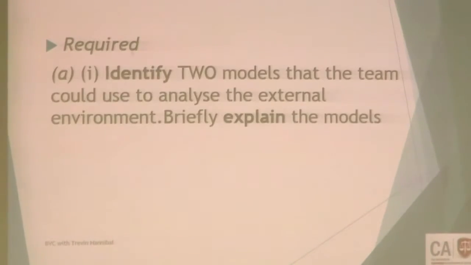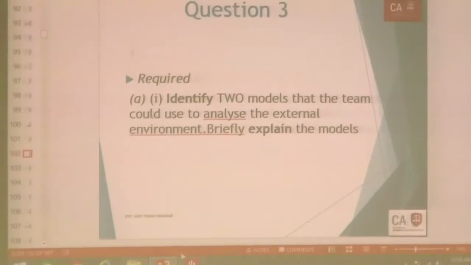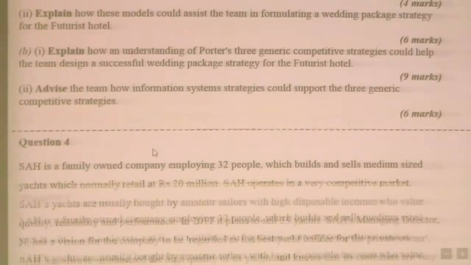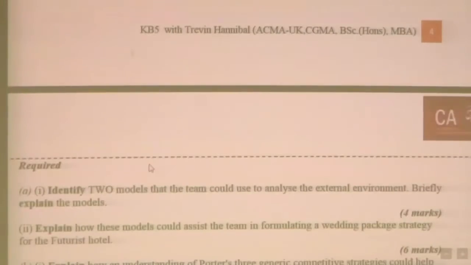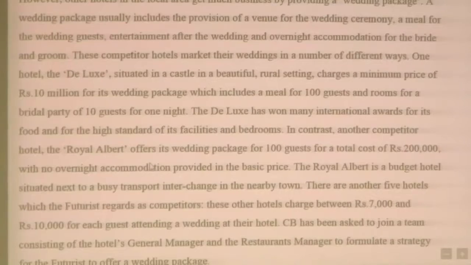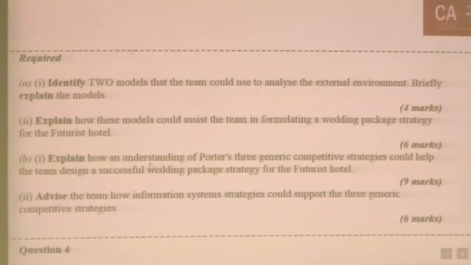So in the question it says identify two models. This was that Futurist company, I hope you can remember, that was into wedding packages. This was the question. You can pause this and read it. The first part says: identify two models that the team could use to analyze the external environment. Briefly explain the models.